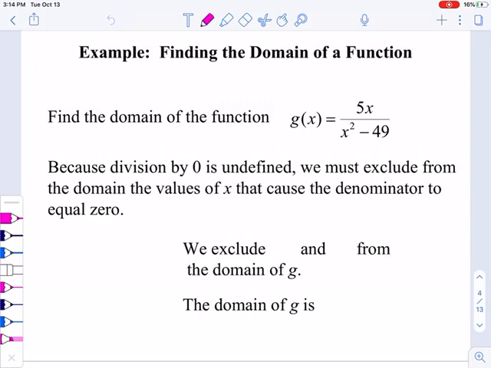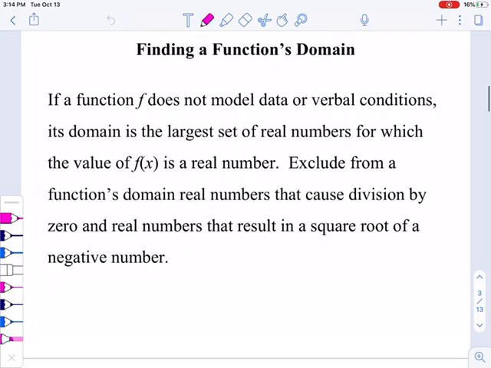All right, so for example, finding the domain of a function. Find the domain of the function g of x is equal to 5x divided by x squared minus 49. Now, if we're talking about domain, we're looking for all the possible values that we could plug in for x. So in this case, we want to know where we'd have any limitations. What two limitations do we need to look for? It tells us right here, we're going to exclude from the function's domain real numbers that cause division by 0 and real numbers that result in a square root of a negative number.